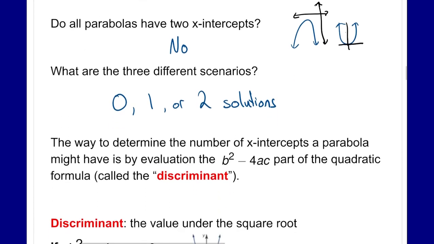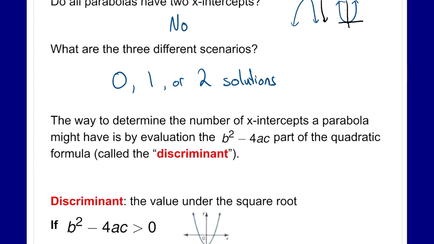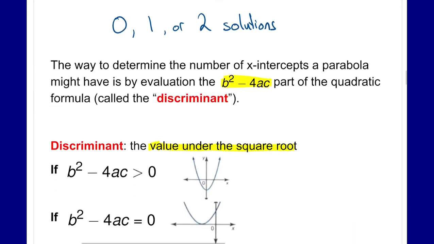And the discriminant is a portion of the quadratic formula. Specifically, it's the portion or the value under the square root, so the b squared minus 4ac part of the quadratic formula. And this value will tell us how many solutions there are. So if we're only concerned about the number of solutions, we can use this discriminant to tell us how many x-intercepts there are, or solutions.